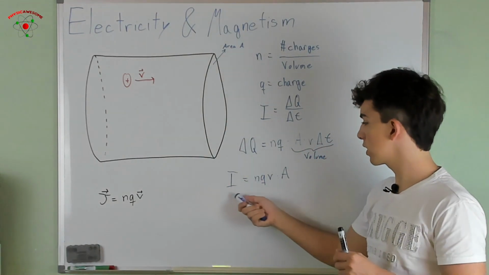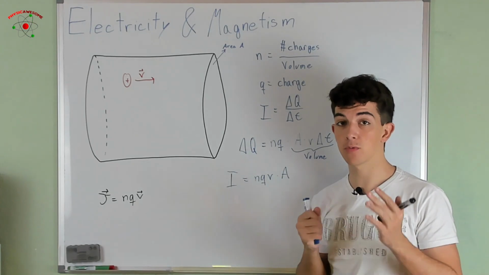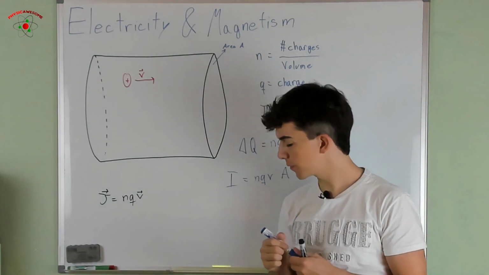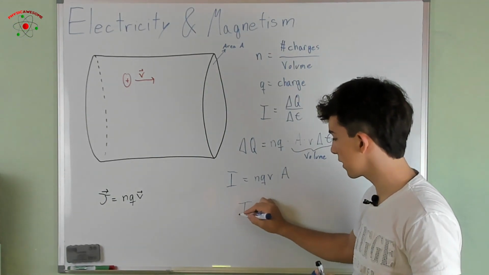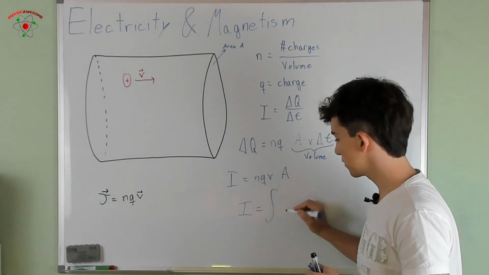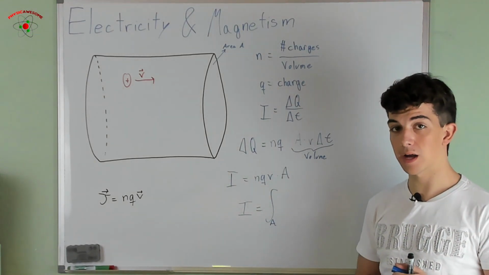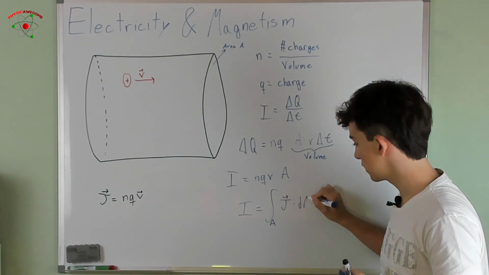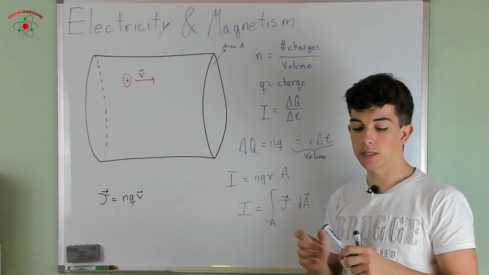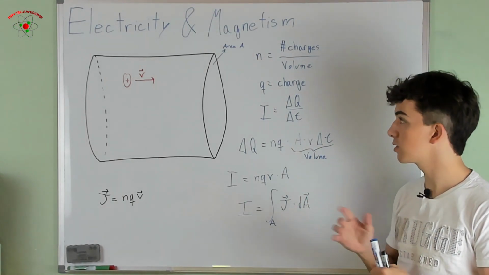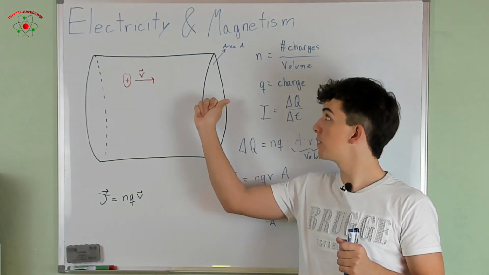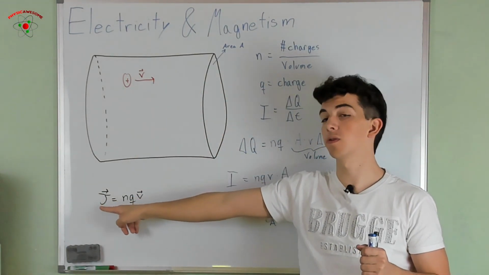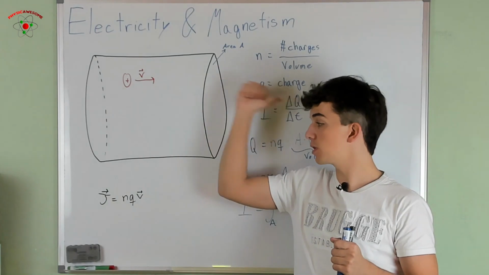And to calculate the current from this density, we take a surface integral over this area, and that will give us that I equals the integral over the area A of J dot dA. And this orientation is important because if this dA vector is pointing outside and it's pointing in the same direction as our J vector, we'll get a positive current.